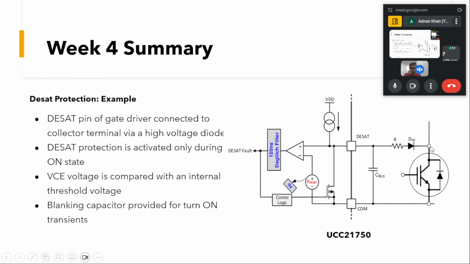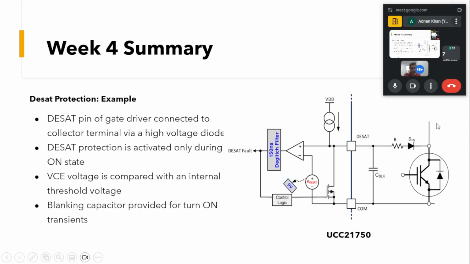As soon as our device is turned on, this current will flow through this R and the diode through this drain. This will cause some voltage drop across this R, and there will be some voltage drop associated with this diode as well. The sum of the drop across the resistor and diode and the VCE drop will come across this DSAT pin. Usually this voltage is less than this threshold voltage at our rated conditions or at our peak conditions.